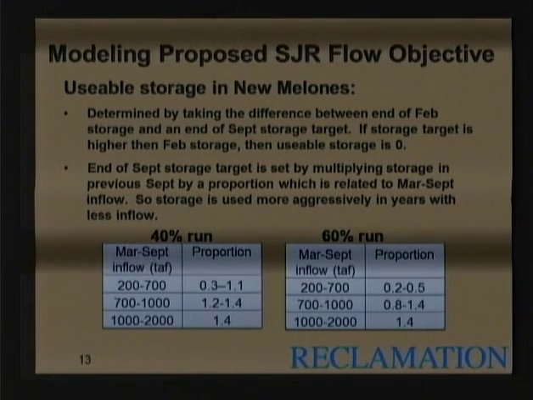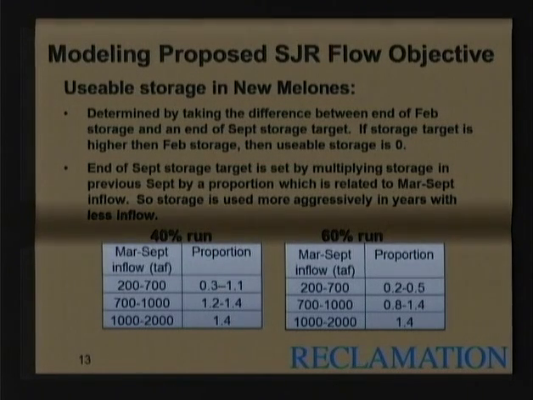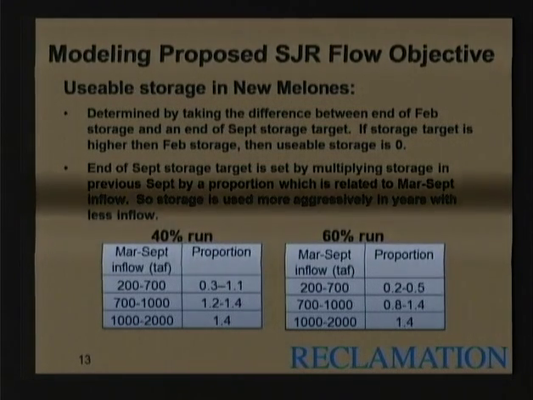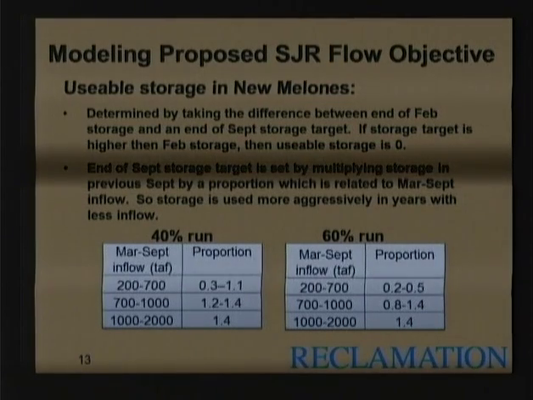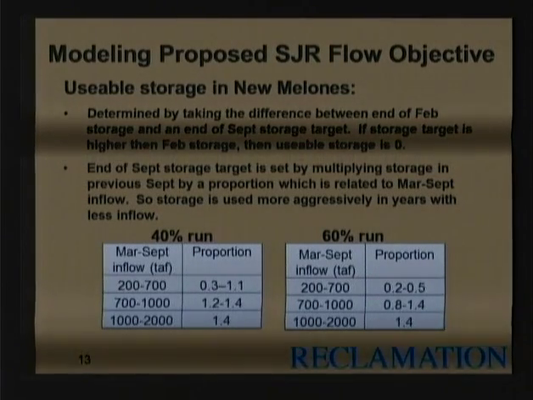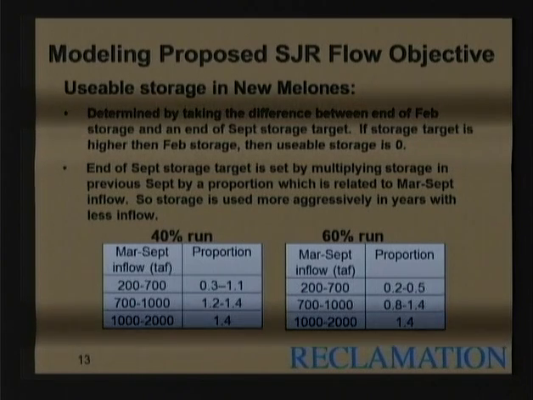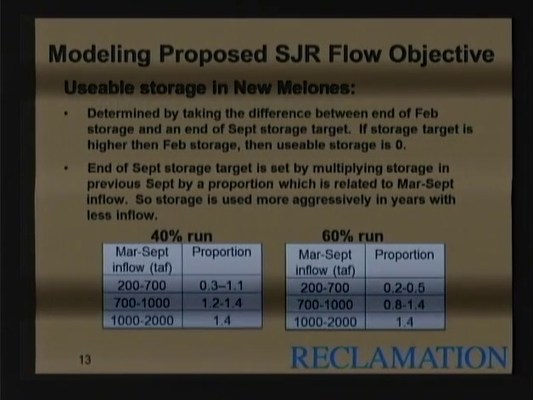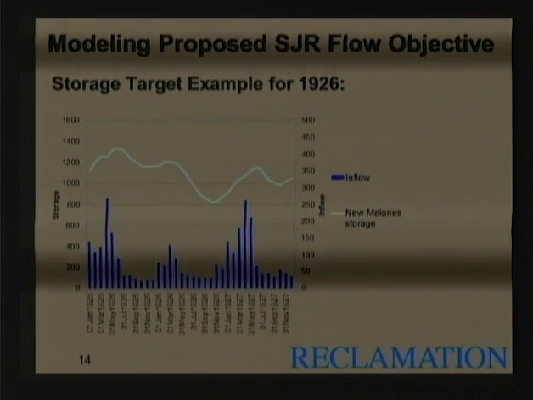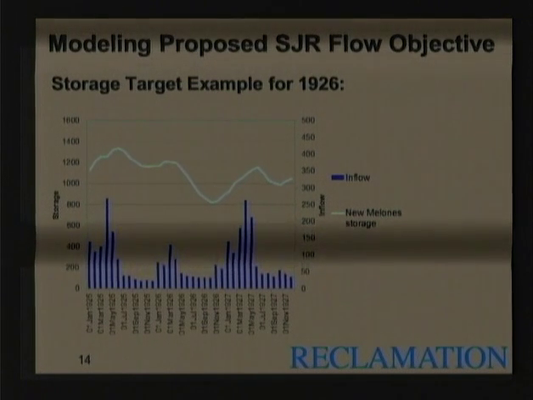And there's two different tables for the 40% and 60% run, because when you're meeting those 60% standards, you have to use storage more aggressively because you're using more water for the deliveries. So the numbers are lower in that table. And so this is just an example of how those storage targets get computed.